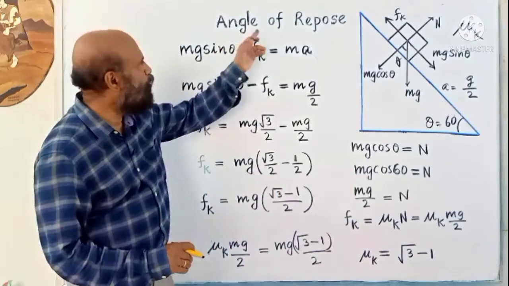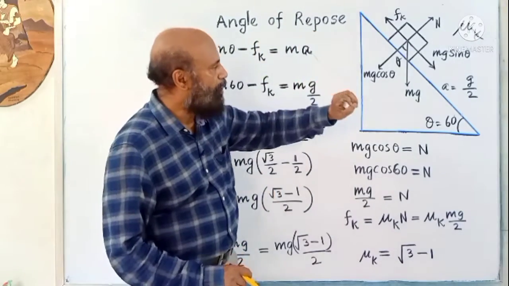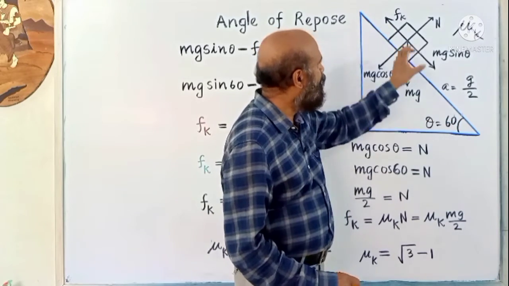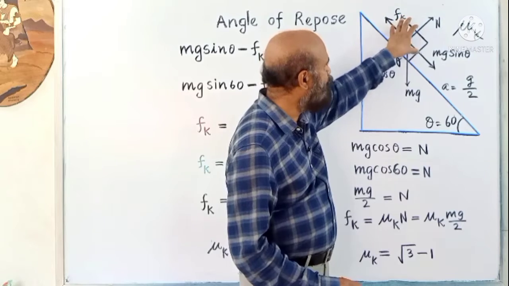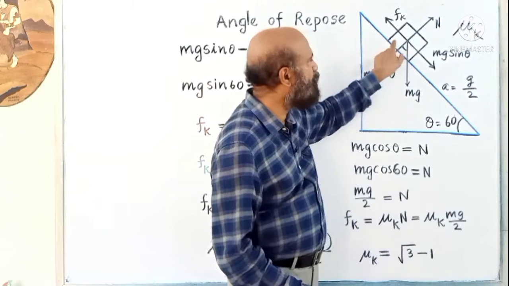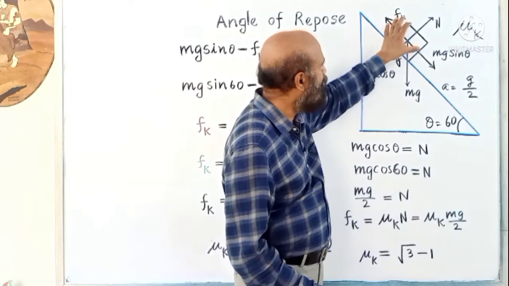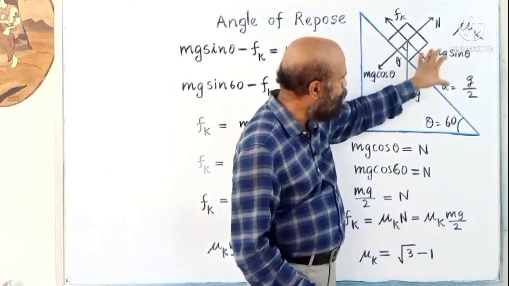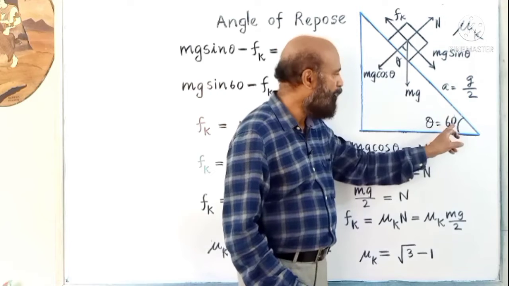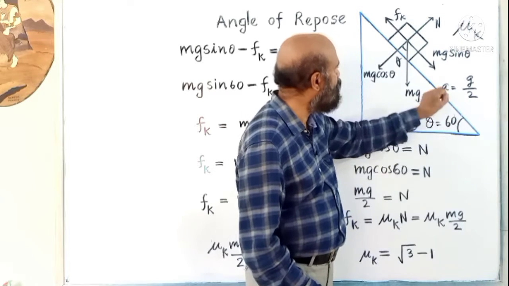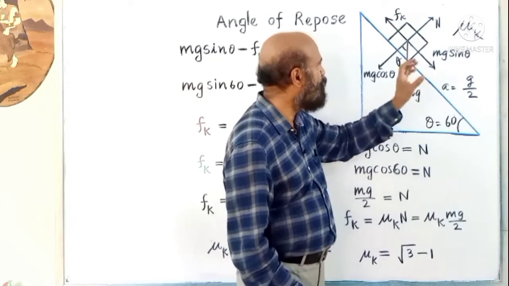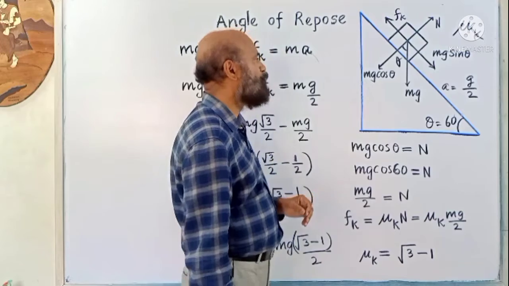I explained what is the angle of repose. When a body is kept on an inclined plane, if the angle is small and the surface is very rough, the body will not be moving downwards. When the angle is more than a certain value, the body will be moving down. What's the minimum value needed? That's what's called the angle of repose.